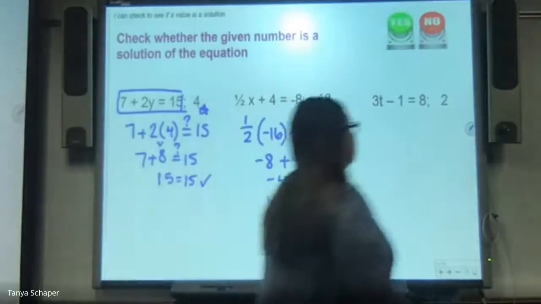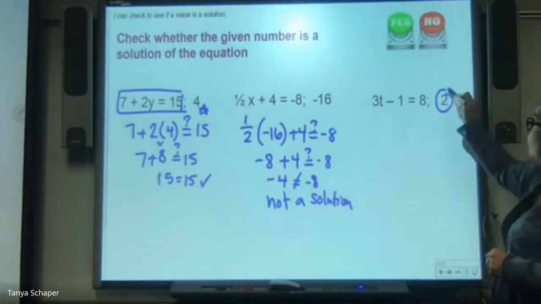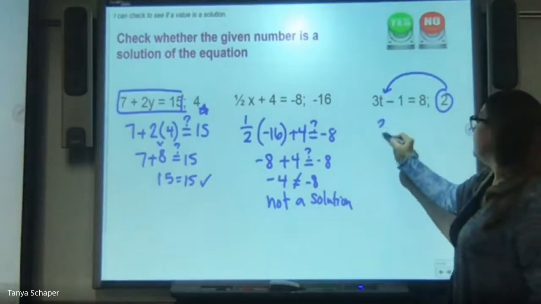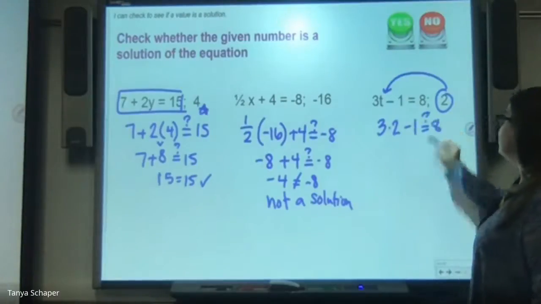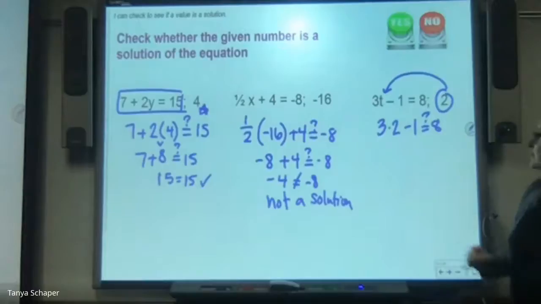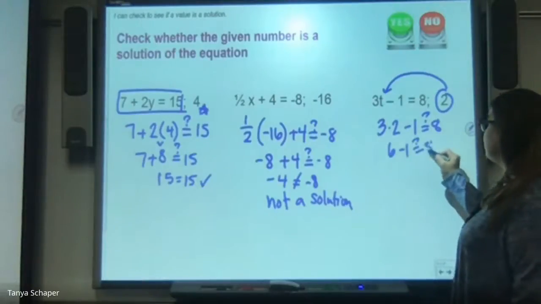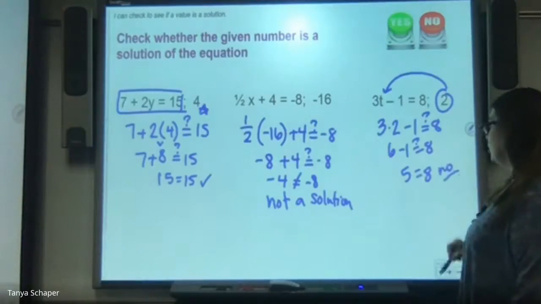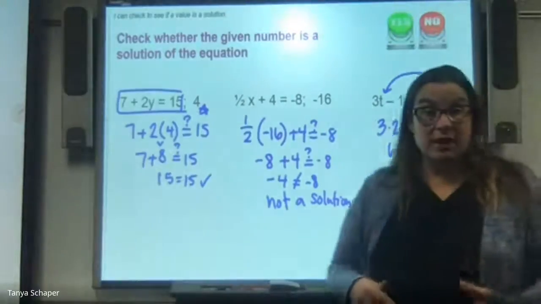All right, let's look at this last one over here. Again, this is the answer a student got. We want to know if that makes the inequality true. 3 times 2 minus 1. Does that equal 8? 3 times 2 is 6. Minus 1, is that 8? No. So it's not a solution. That's what you're going to be working on today.